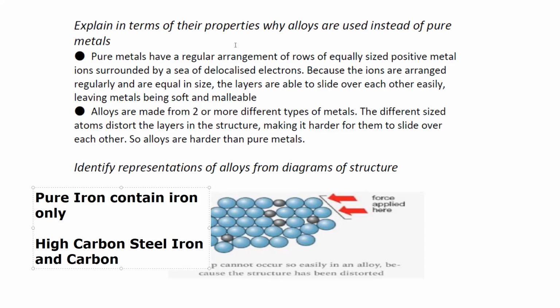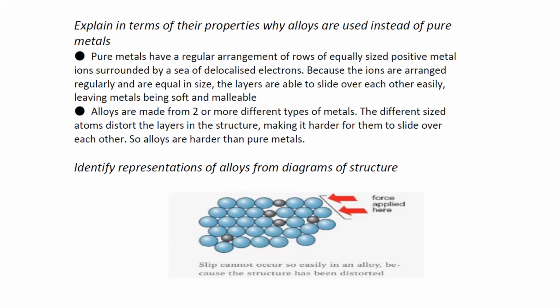Which one do you think will be harder, pure iron or high carbon steel? Which one will be hard or less malleable? Yeah, that's right, high carbon steel, because high carbon steel contains two different types of atoms, so their sizes will be different. So high carbon steel will be harder, and low carbon or pure iron will be softer, or we can also say malleable. So by increasing the amount of impurities, the iron will become harder, or alloys will become harder.